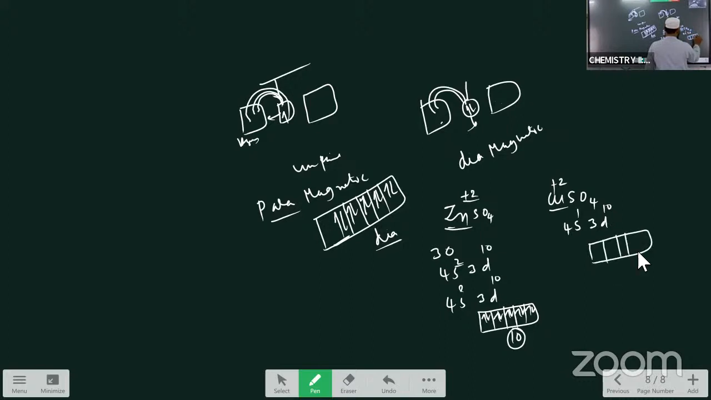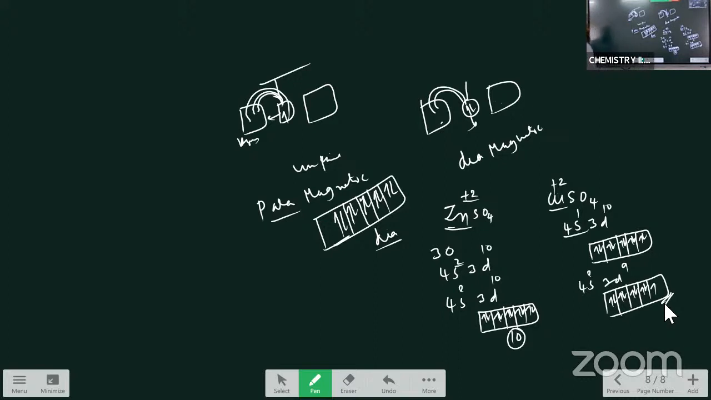Cu+2 means 4s0 3d9 configuration. It is having 3d9 configuration: 1 2 3 4 5 6 7 8 and 9. It has one unpaired electron. That's why it is attracted towards the magnetic field. Copper sulfate is the paramagnetic one, while zinc sulfate is diamagnetic.